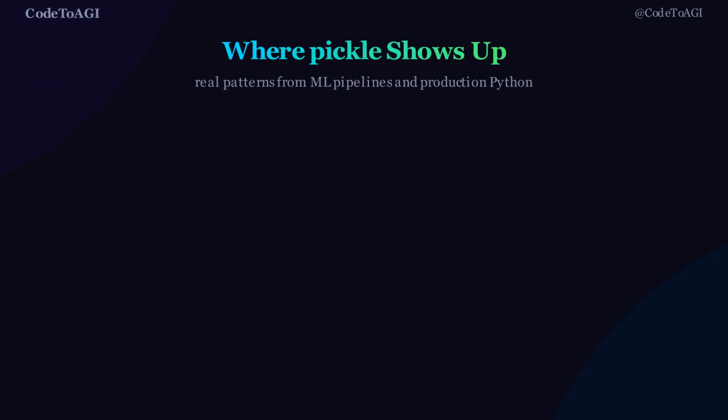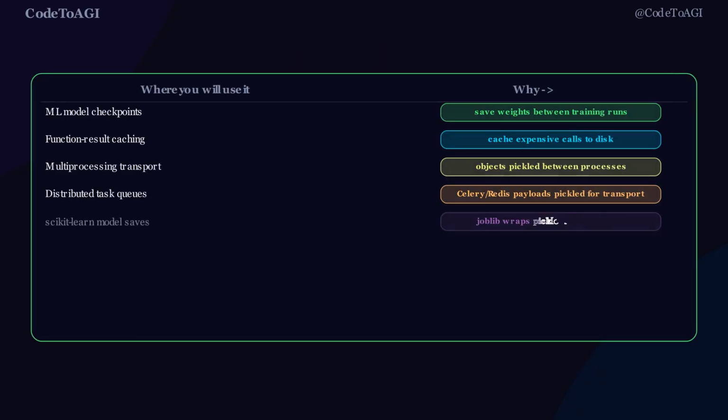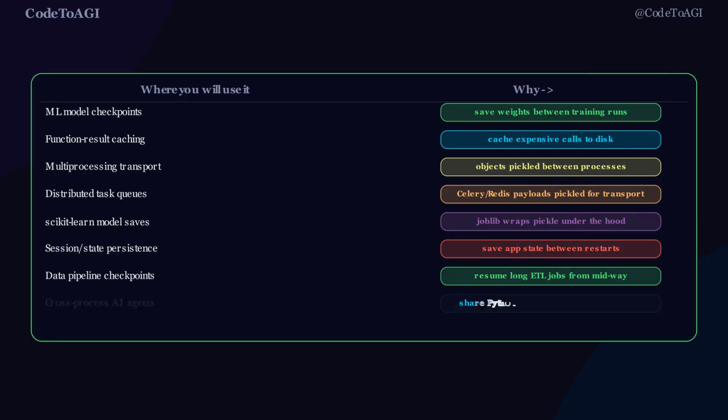Places serialization makes real Python code work. ML model checkpoints, saving weights between training runs. Caching expensive function results to disk between runs. Multiprocessing, sending objects between processes needs pickling. Redis and message queues, pickling payloads for transport. One mechanism powers caching, checkpoints, and process communication.